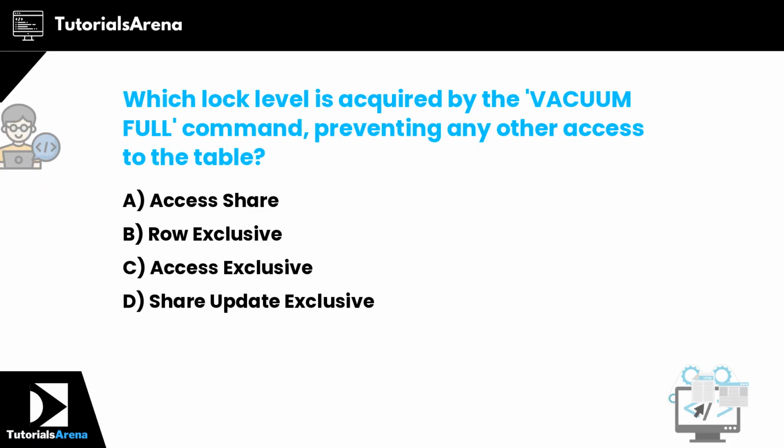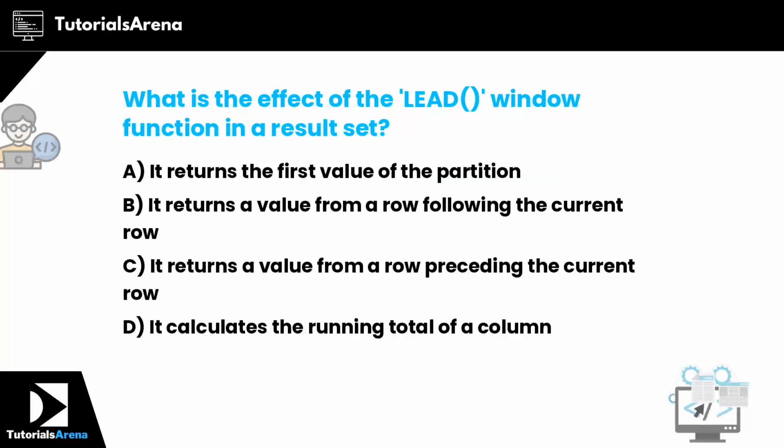Which lock level is acquired by the vacuum full command, preventing any other access to the table? The correct answer is option C, access exclusive. What is the effect of the lead window function in a result set? The correct answer is option B. It returns a value from a row following the current row.